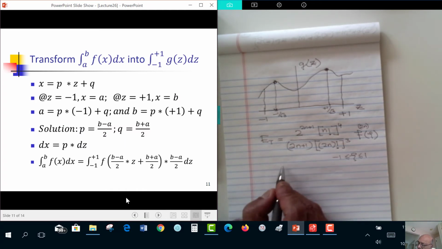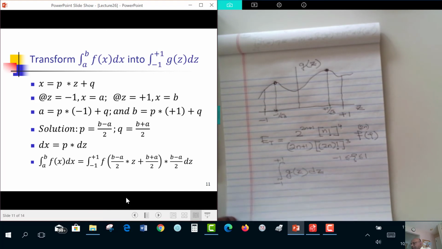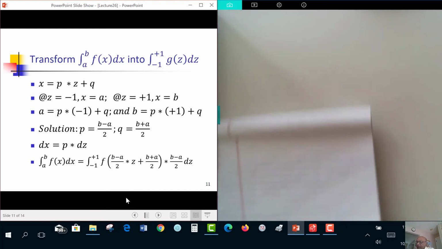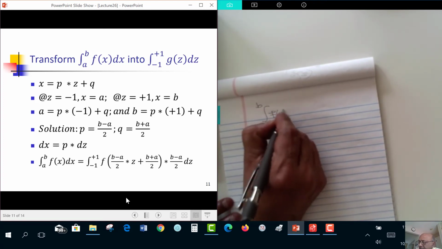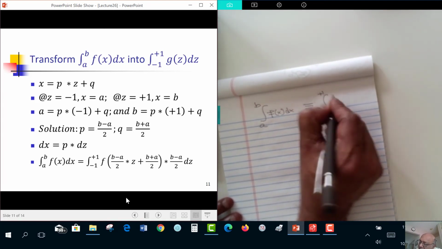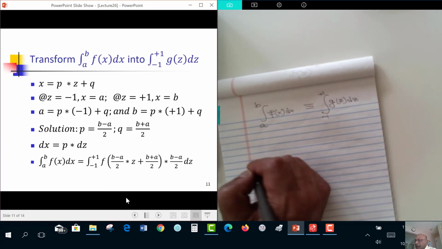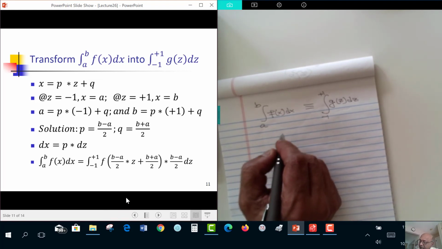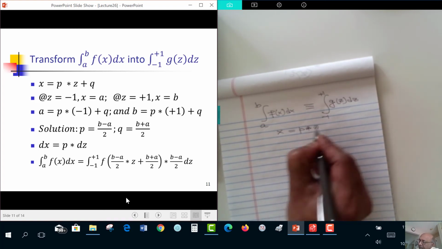So remember, this error is for this integral. But we wanted to integrate f(x) dx. So we really wanted to integrate from a to b f(x) dx. But instead we learned a technique to integrate g(z) dz. So we need to do this transformation. So how do we do this transformation? We'll do a linear transformation. So we'll say x is some p times z plus q.